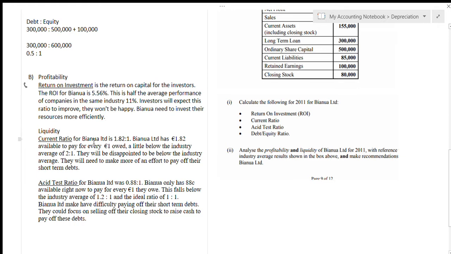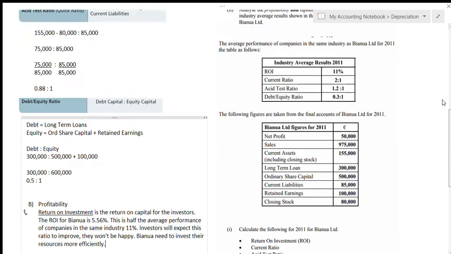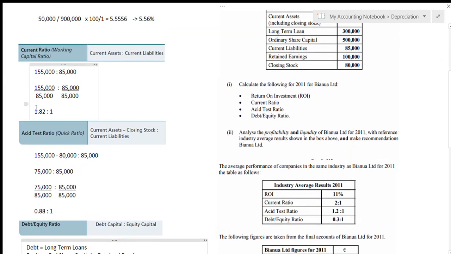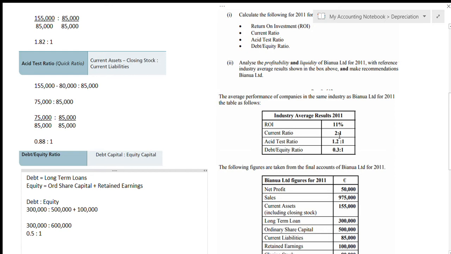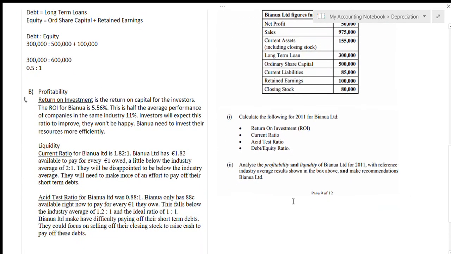So the current ratio for our company was 1.82. This one, we worked it out. So it's 1.82 compared to the industry average of 2, 2 is to 1, sorry. Again, the ideal here is about 2 is to 1. So BNUA Limited is 1.82 is to 1 for their current ratio. Just to explain that, BNUA has 1.82, so they have €0.82 available to pay for every €1 they owed. That's what this ratio means.